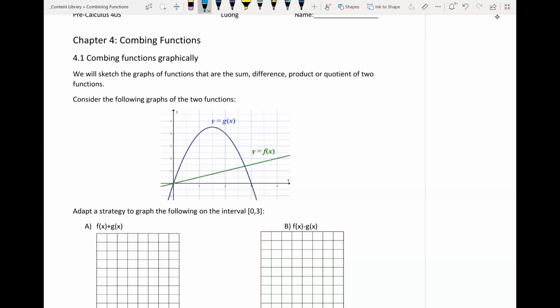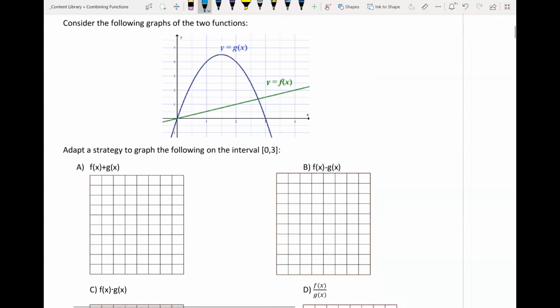Most of the time, we're only going to do sum and difference, because that is the most common one for the final exam and the provincial exam. But I'll show you how to do all four. We're going to be given two functions. One's called f of x, the other called g of x. And then when we combine them, we're going to combine their y values, but leave the x values the same.